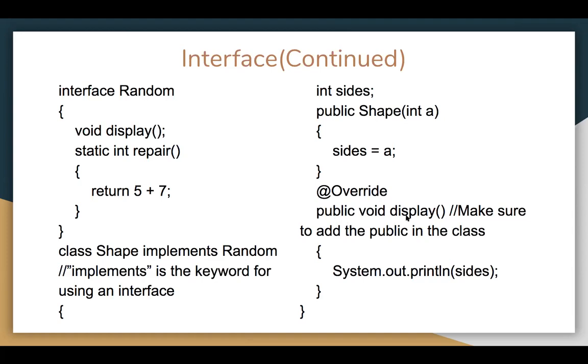Overriding it is basically the same as always. You just do public void display, making sure this is the same as this. You have to add the public in the class though, since technically it's not implied here. Public is not implied here, so you have to add it here. But otherwise it's the same as always. Regular code for that.